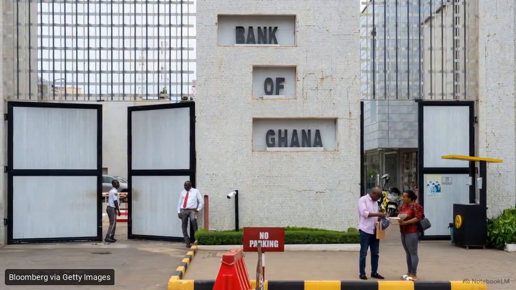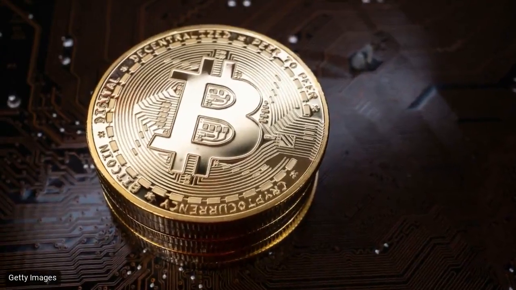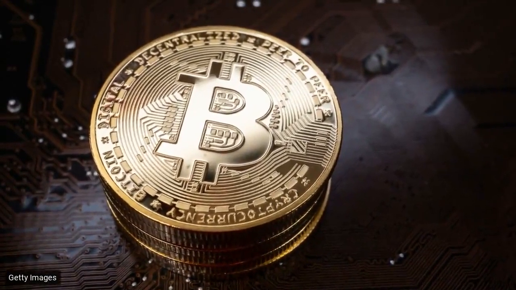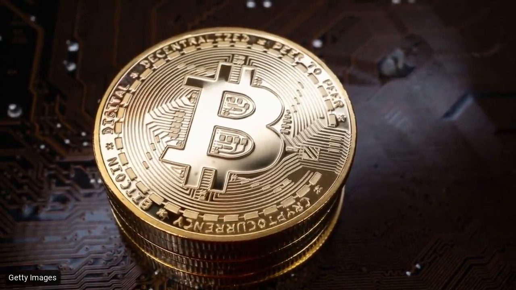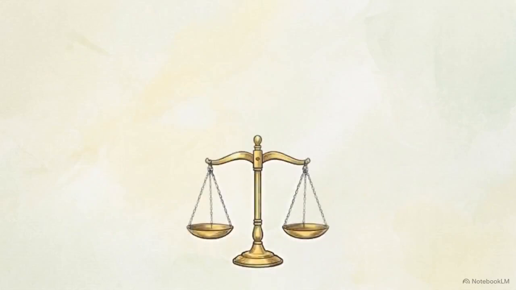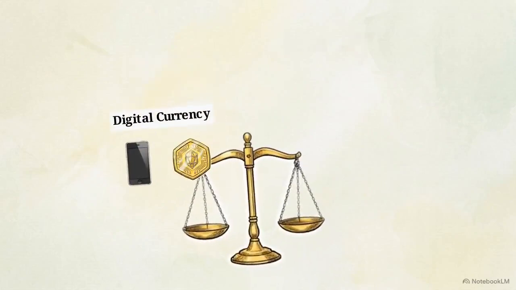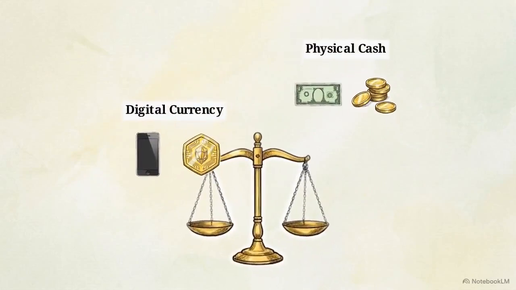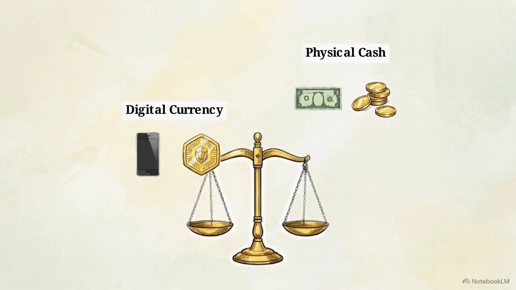Cryptocurrencies like Bitcoin are virtual currencies. They rely on complex computer code for security and operate independently of any central government. These newer forms exist alongside traditional physical currency, the circulating notes and coins we use for daily cash payments.